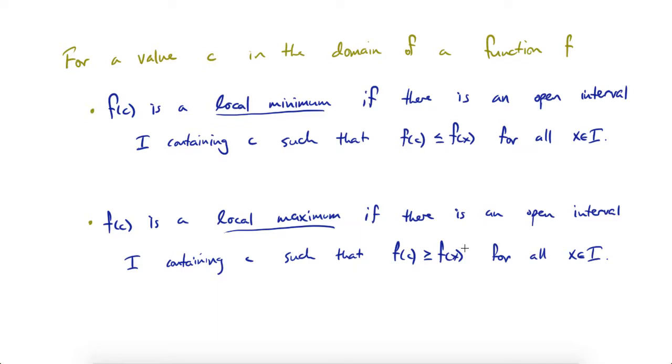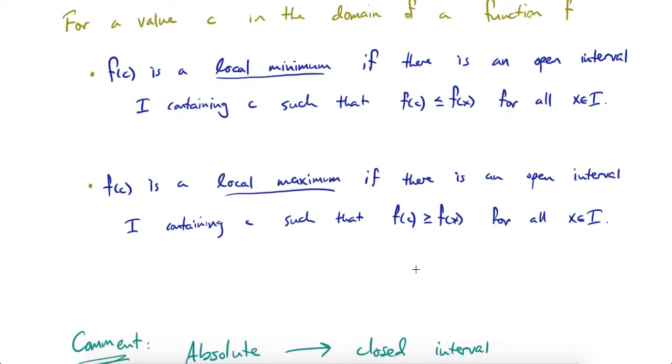Let's talk a little bit about local maxes and mins. This is a very similar idea, except it's one small twist. So for a value c in the domain of f, you call the y value a local minimum if there's an open interval I containing c such that the y value is the smallest one around. Or you call it a local maximum if there's an open interval that contains your point such that it's the largest y value. So let's just look at what that looks like.